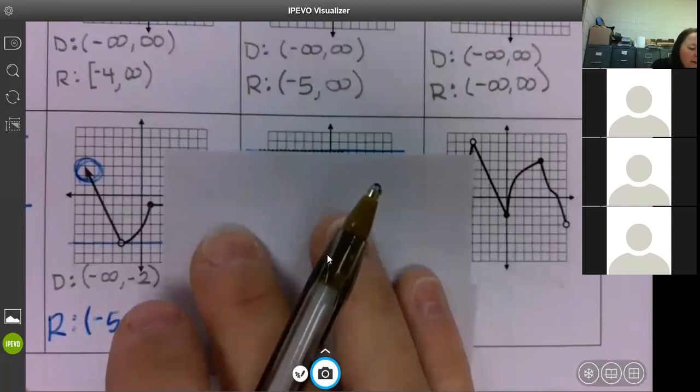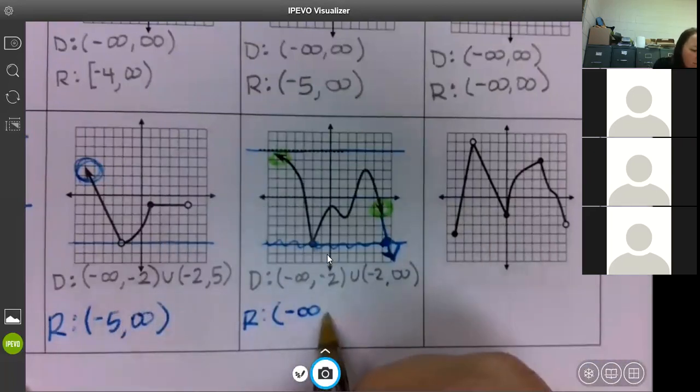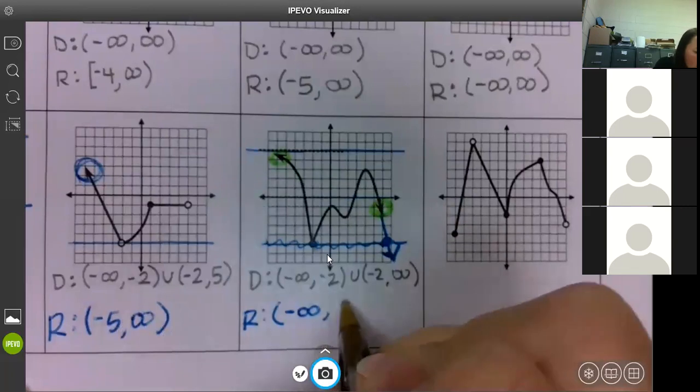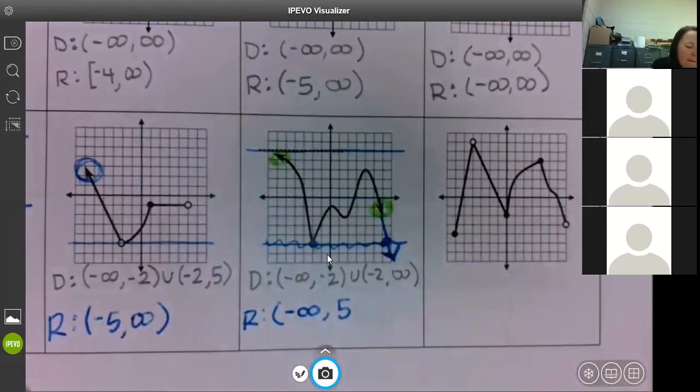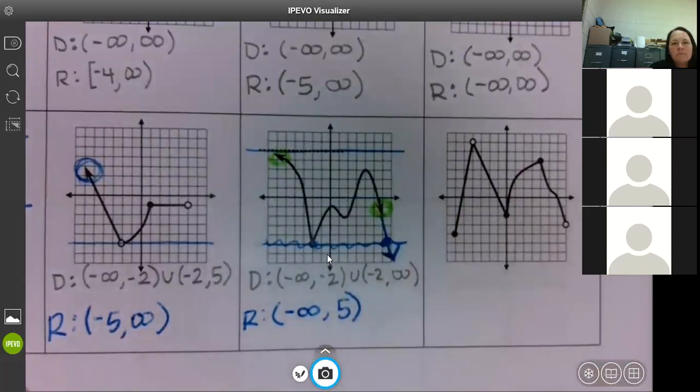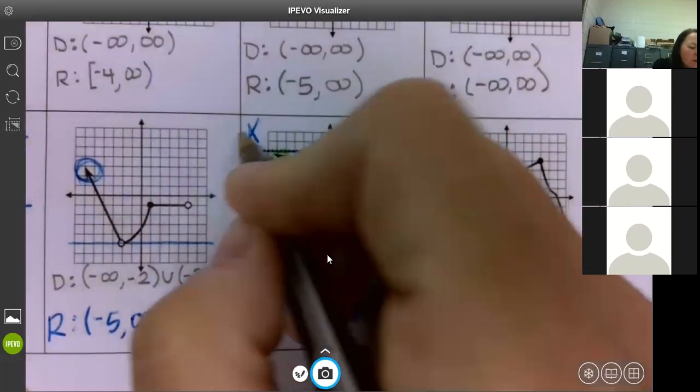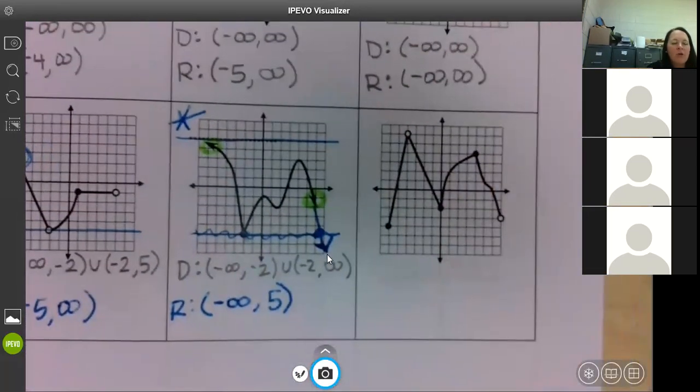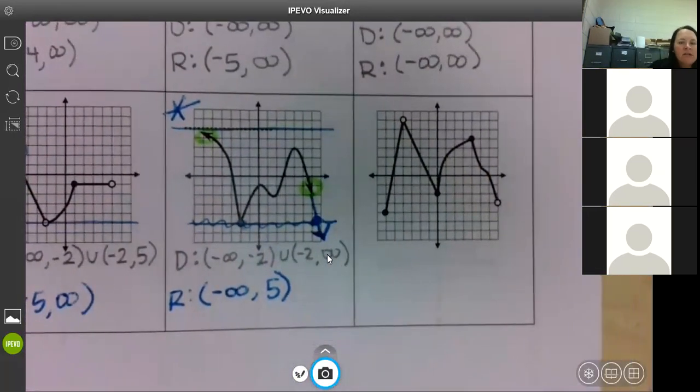So how high is that horizontal asymptote? 5. And do I use bracket or parenthesis? Parenthesis, because it never touches that asymptote. Okay, so this is the hardest one. If you need more explanation, let me know and I will help you out. This one is cut and dry. There's no arrows or anything crazy like that.